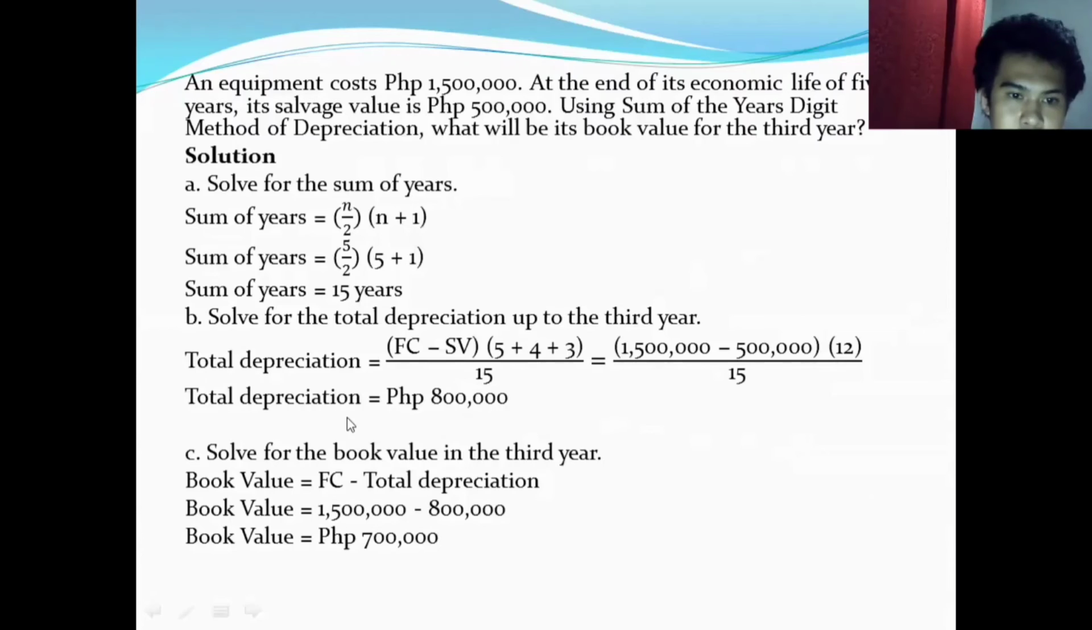So, next, solve for the book value in the third year. So, book value equals first cost minus total depreciation. So, substitute. So, the first cost is 1,500,000, then minus total depreciation of 800,000. So, it equals 700,000 pesos.